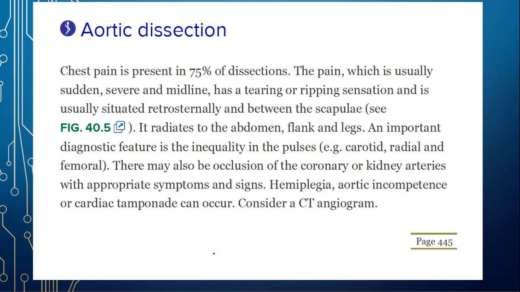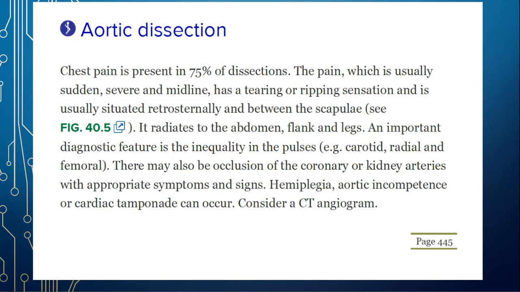So that finishes all our MI and angina topics, and that's one of the important topics that we have just finished. Now move on to the aortic dissection. In aortic dissection, the chest pain is very sudden, severe, and it's midline chest pain, which feels like a tearing or ripping sensation. And it radiates to the back, most of the time in between the scapula or shoulder blades. Sometimes it can radiate to the abdomen, flank, and leg also.